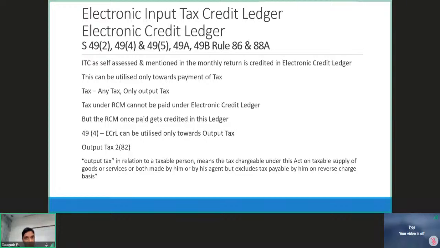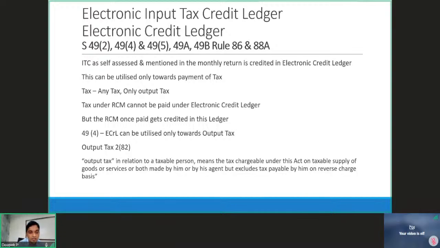You cannot use this for making payment of interest, TDS, penalty, anything. You can only pay the taxes that you have declared in your GSTR 3B. Tax, any tax? No, it means only output tax. Within tax also, you have something called a reverse charge, right? Reverse charge mechanism, you have to make the tax payment. The reverse charge mechanism tax also cannot be paid through your electronic credit ledger.